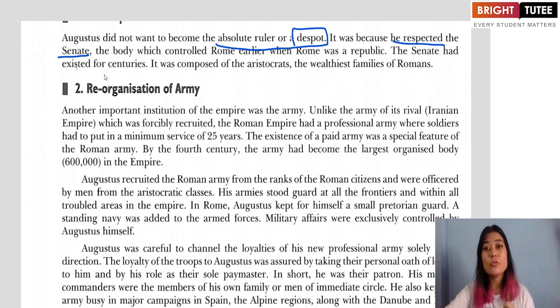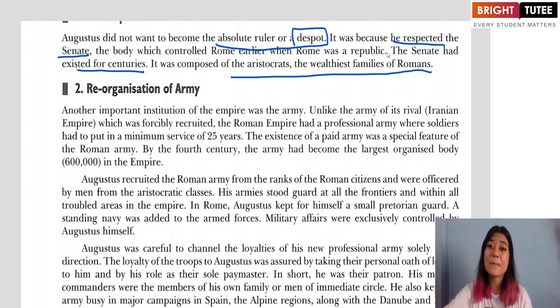They had controlled Rome. They had been influential in the administration and government of Rome. So Augustus respected the Senate, and he did not want to become the overall controller and authoritarian of the entire Senate and the administration of the whole empire. The Senate had existed for many centuries, and it had played an important role in the administration of Rome and its affairs. It was composed, like I said, of the aristocrats, the wealthiest, most influential and strong families in Rome.